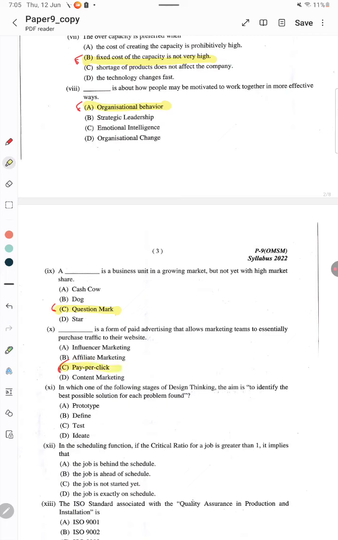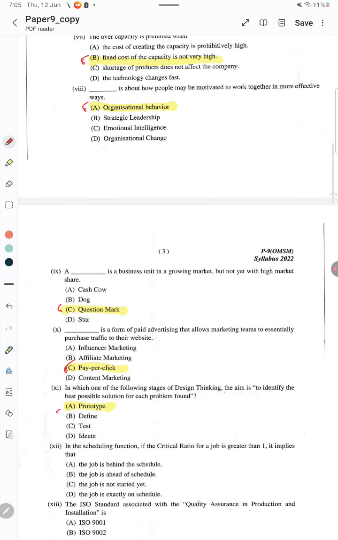And then question number 11. In which one of the following stages of design thinking does one aim to identify the best possible solution for each found? Prototype, define, test and ideate. Prototype is the correct answer. Please make note of it.